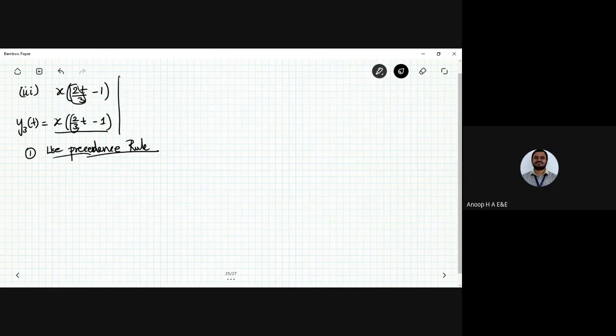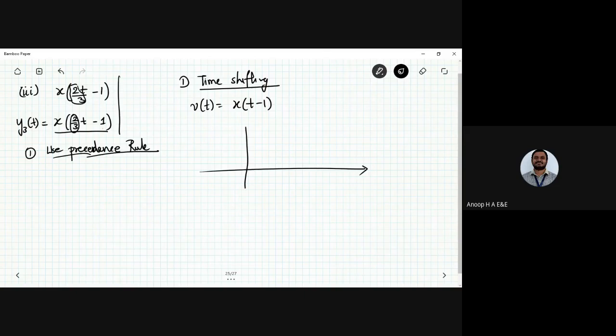In order to use the precedence rule here, you need to understand the constants. First, you need to do the time shifting. So the intermediate signal is x of t minus 1. So I need to have the x of t minus 1 signal written here. So this is t, this is 0, this is 1, this is 2, this is 3, this is minus 1. So that is what you need to write, x of t minus 1.